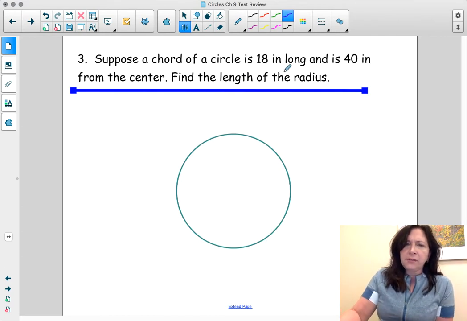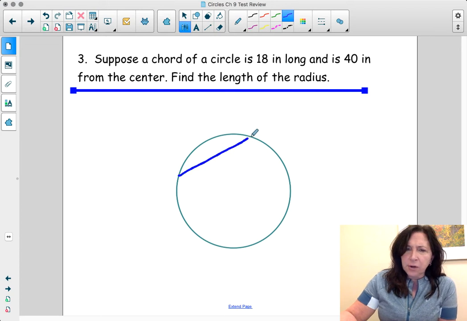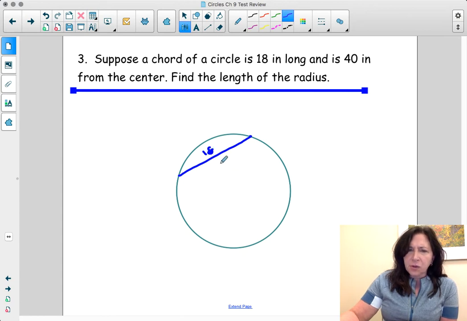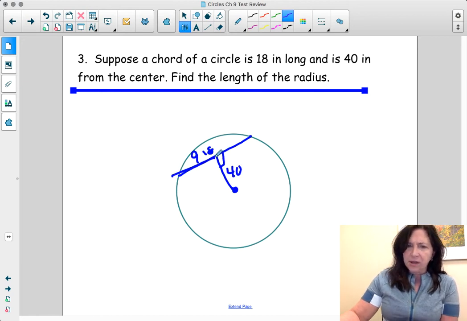Suppose a chord of a circle is 18 inches long. So let's say, here's my chord, and that's 18. It is 40 inches from the center. So here's my center, and it's going to be 40 inches from that. And that means that that's now 9, because if it's from the center, it is perpendicular and bisected. Find the length of the radius.